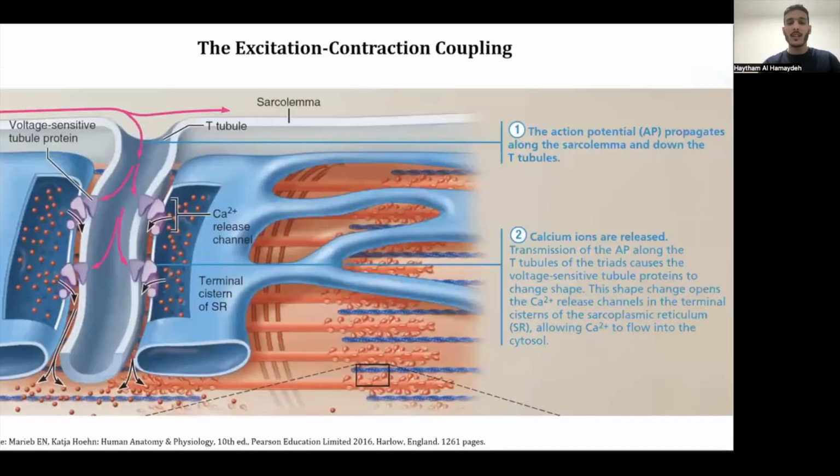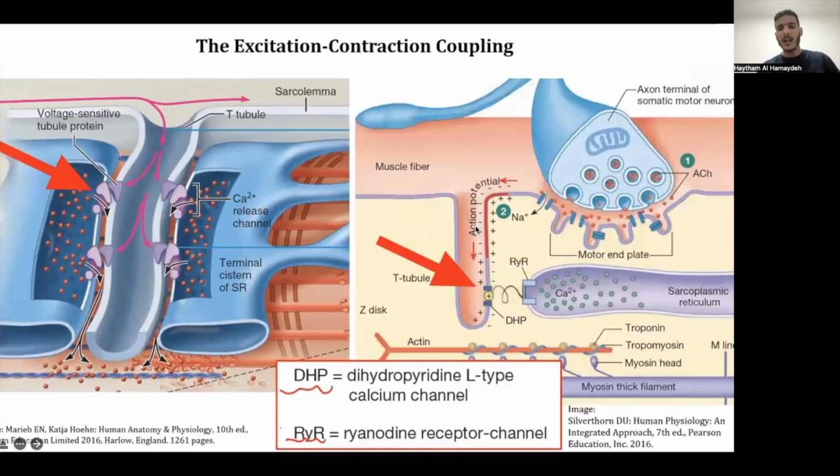Okay, so let's look at it. This is the action potential right here. It arrives at a region, causes a change, and Ca2+ is released. So what is the specific process at the sarcoplasmic reticulum? Here, the action potential arrives. What causes release of Ca2+ is the presence of two molecules: first, the dihydropyridine L-type calcium channel, which is this one right here, and the ryanodine receptor channel.